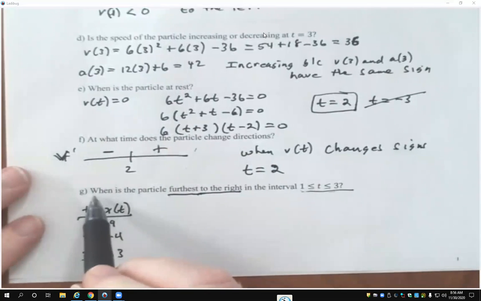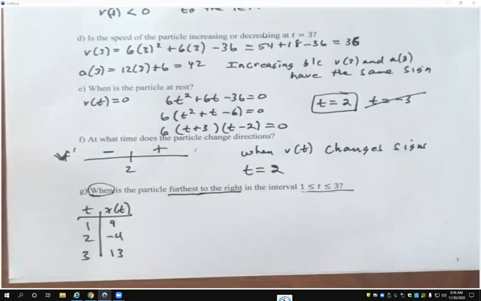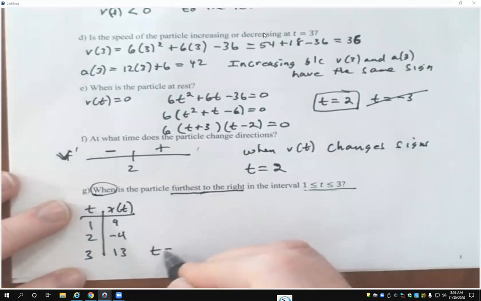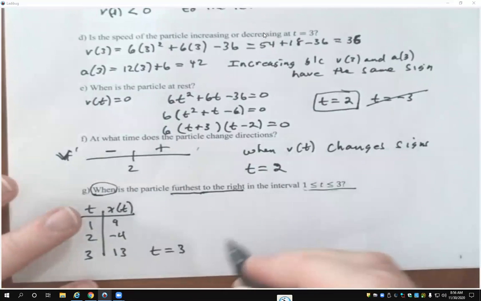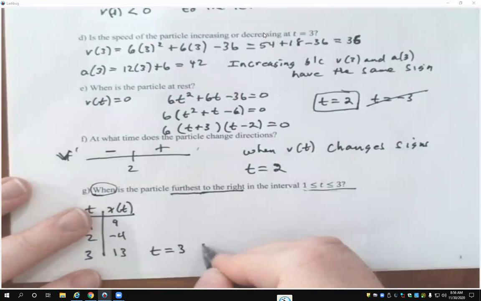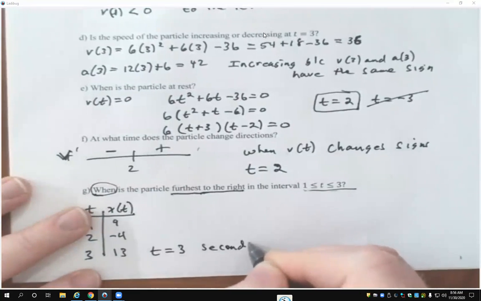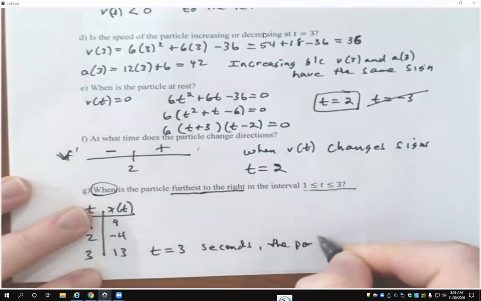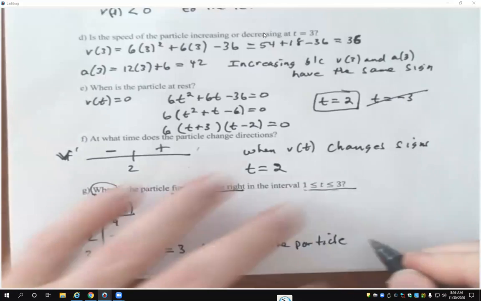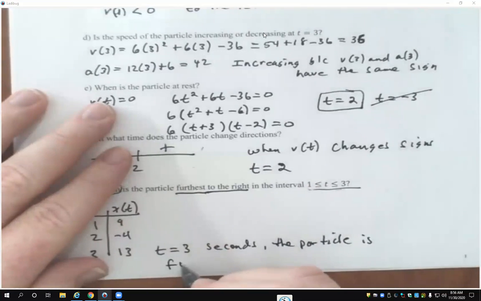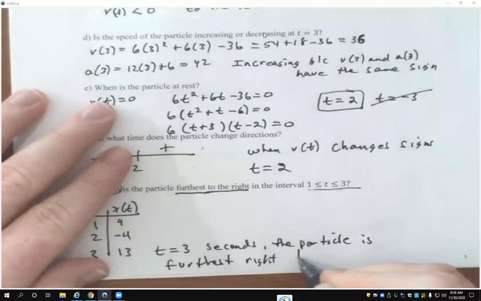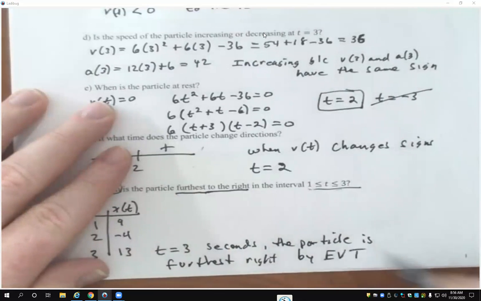Okay, it's asking when. So that's a time. So it's going to be at t equals 3 seconds. The particle, it was a particle, right? Is furthest right. And don't forget, you got to say by EVT.